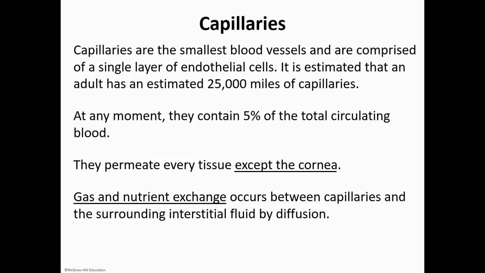Now moving on to capillaries, those receive blood from the arterioles. This is where exchange of gas happens, and then blood moves on to the venules. The capillaries are the smallest, and they're only made of a single layer of endothelial cells. If you put all the capillaries together, on average, we have about 25,000 miles of them. They are found in all of our tissues with the exception of the cornea. You need the cornea to be totally transparent, so it has no blood vessels. That again is where gas and nutrient exchange happens by diffusion.